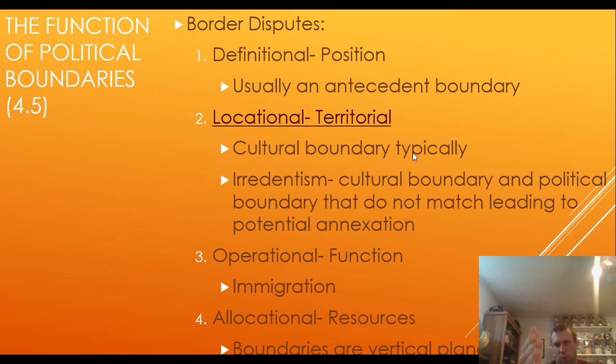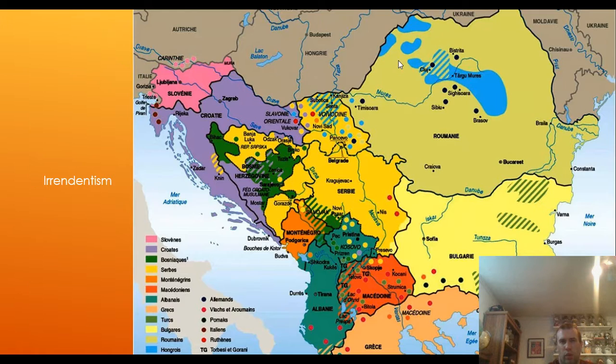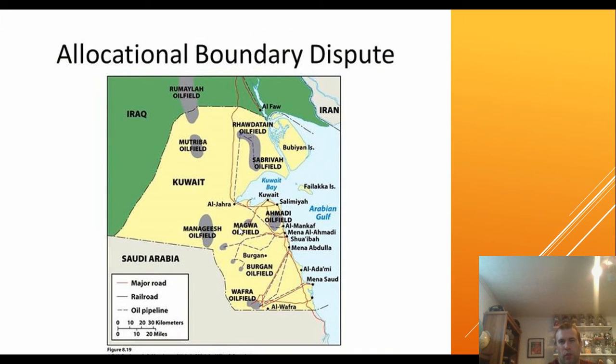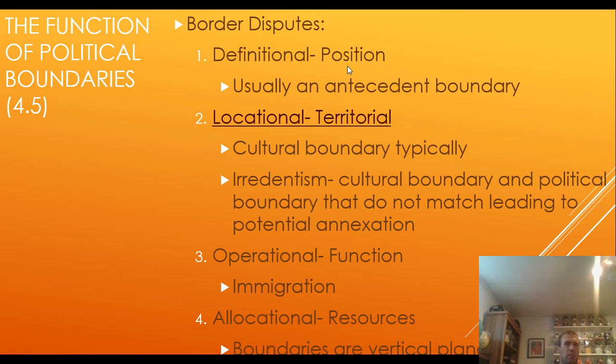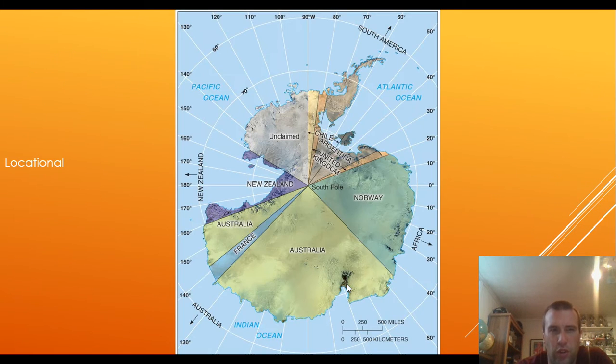If you look here, border disputes, positional. Let me get to where's Iraq? Here we go. Iraq went to war with Kuwait because they blamed Kuwait for stealing some of their oil and then used that to go in there. Now, border disputes, you don't need to memorize these. It's just good knowledge of how this plays out. So positional issues, territorial issues, functional issues, or resource issues.